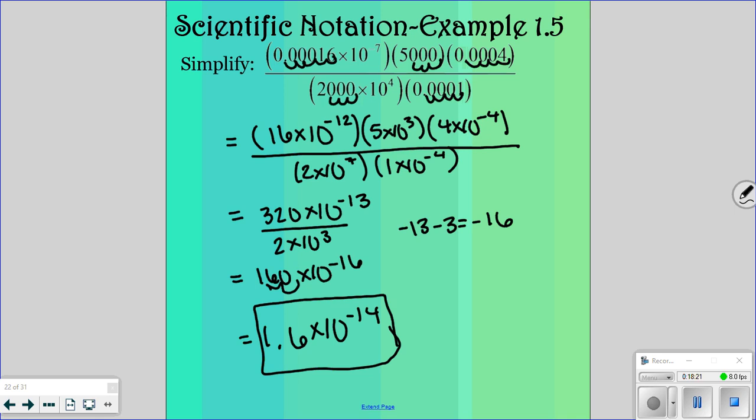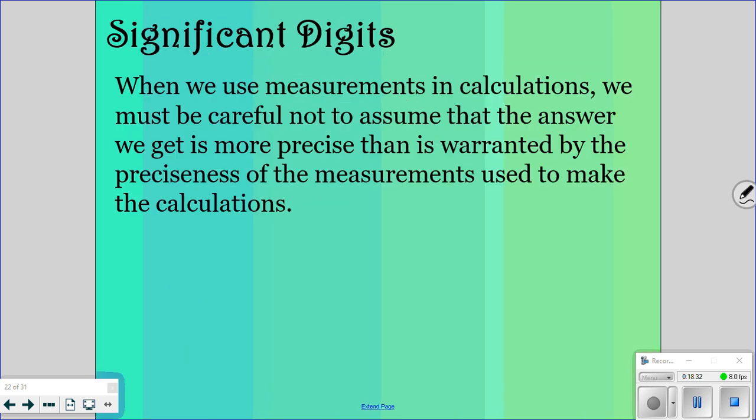So hopefully you've dealt with scientific notation before. You definitely want to be able to put numbers into scientific notation because you're going to have to do it all throughout the year. All right, so now we're going to look at significant digits.